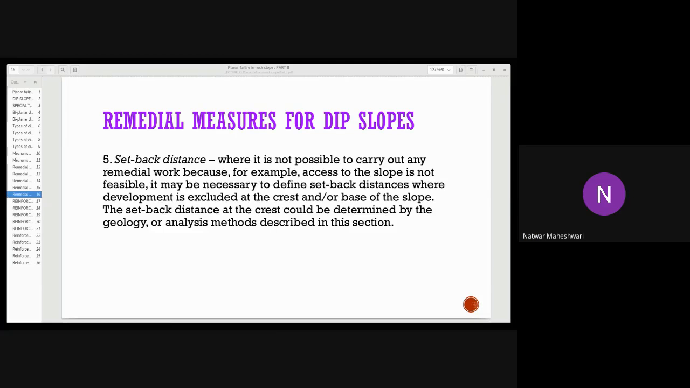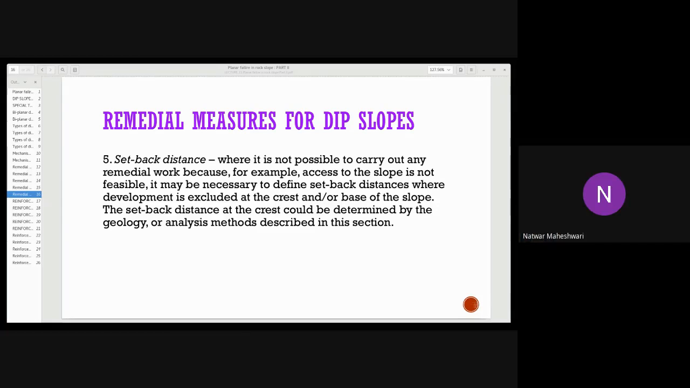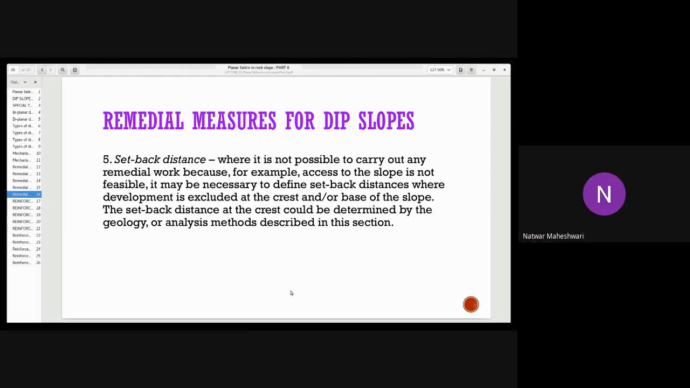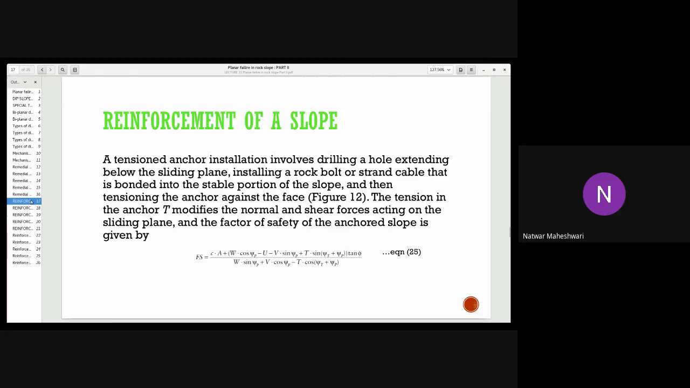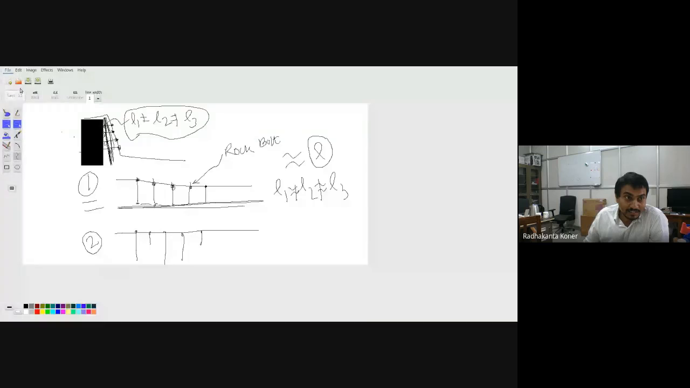Sir, can you paint the diagram for this? Which diagram? Oh, this is a diagram. Okay. Now I will draw this diagram for you, if you want. Let me give you this opportunity. The diagram will be like this. A new one.